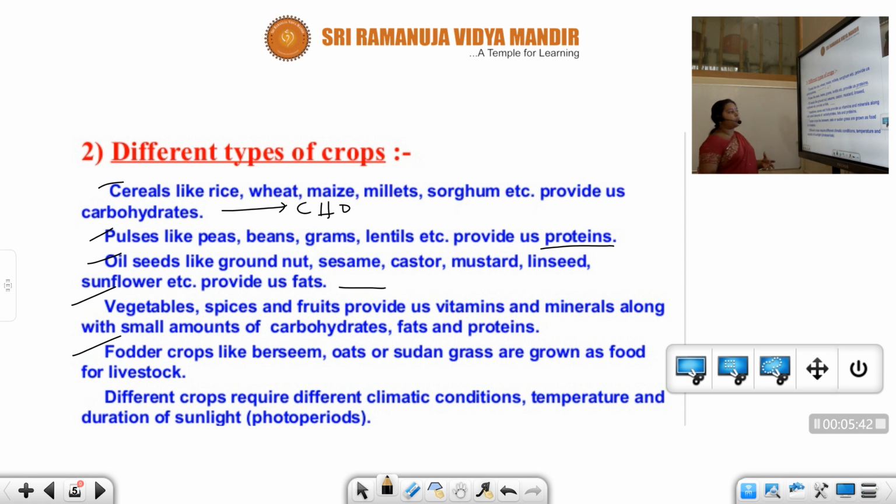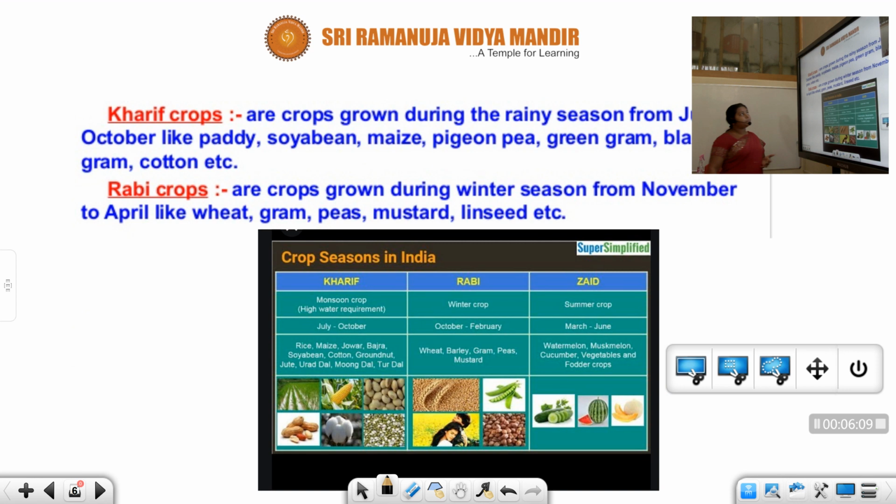Vegetables and spices give us immune boosters. Fodder crops like berseem, oat, and Sudan grass are grown as fodder crops. Fodder means food material for the cattle. Different crops require different climatic conditions, temperature and duration of sunlight. Technically we call it photoperiod.